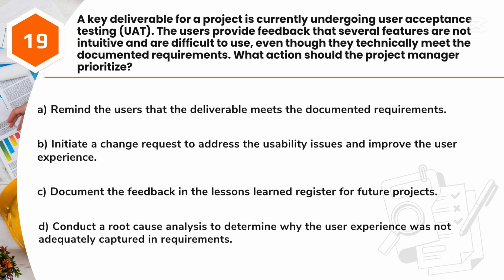Question 19. A key deliverable for a project is currently undergoing user acceptance testing, UAT. The users provide feedback that several features are not intuitive and are difficult to use, even though they technically meet the documented requirements. What action should the project manager prioritize?